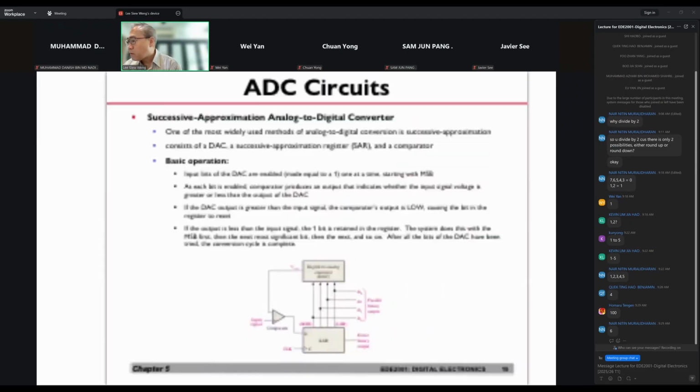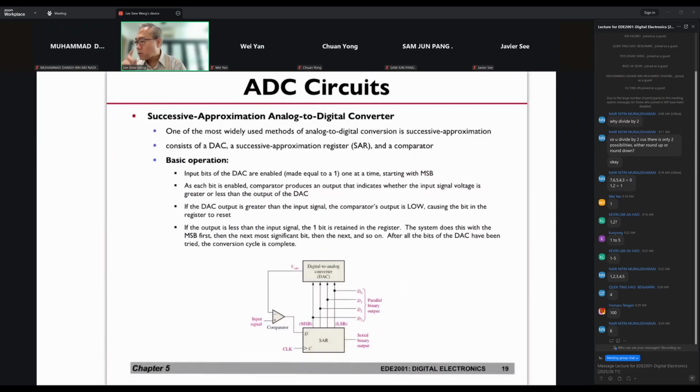This is very widely used. This is what we call the successive approximation ADC. We just call this SAADC. What happens here is that this ADC consists of a DAC, which is a digital to analog converter.